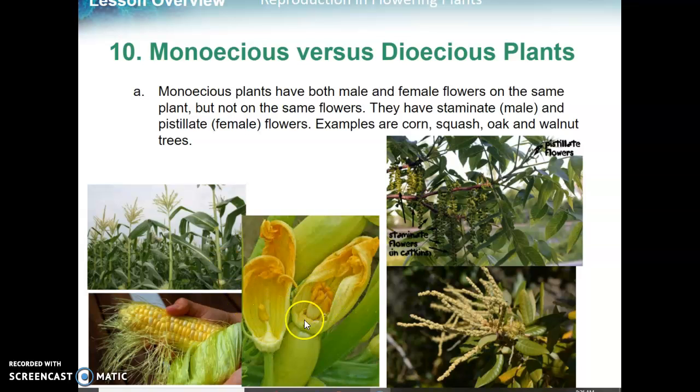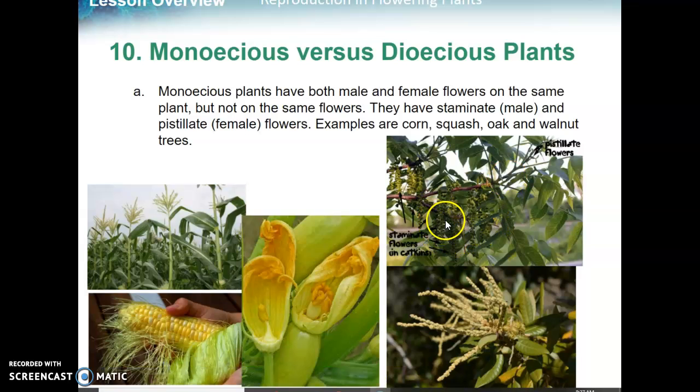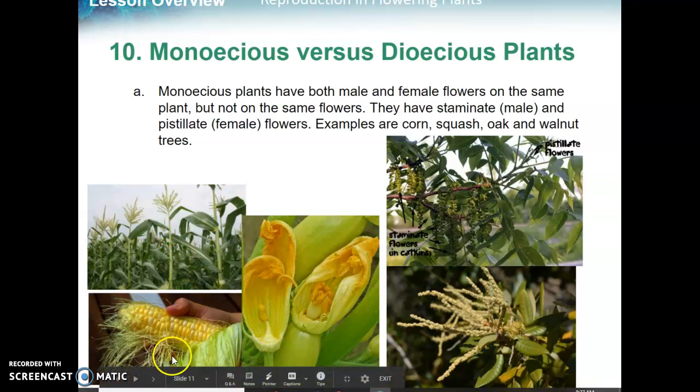Here's squash, has the same thing. Here's staminate flowers on, this is an ash, looks like. Yeah, an ash. There are staminate flowers and there are pistillate flowers, two different kinds of flowers. And then there are plenty of monoecious plants that have what are called those perfect flowers. They have male and female all in one flower. See here, they're separate flowers on the same plant. Way, way more, guys, monoecious plants than dioecious.